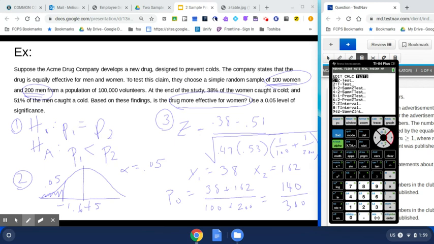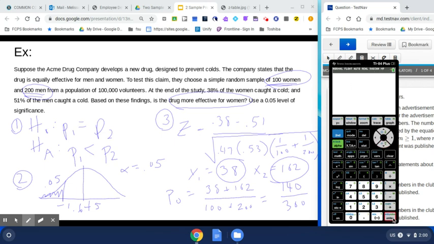So if we go to stat over to tests, we're looking for the 2 proportion z-test. It's going to ask me for X1, which we calculated here as 38. And N1 was 100 women. X2 we calculated here to be 102. And N2 was 200 men. Our alternative hypothesis is less than, so we're going to highlight that and now calculate.